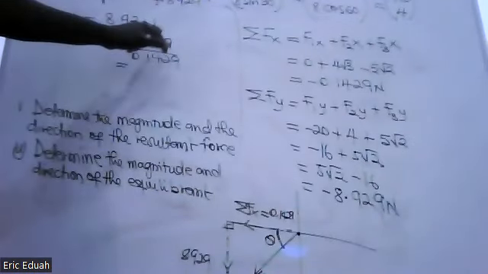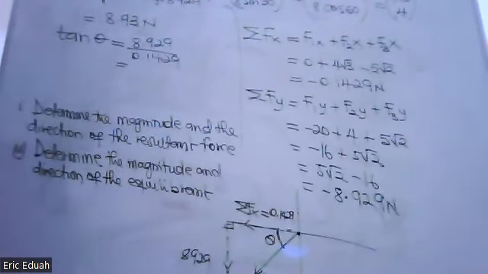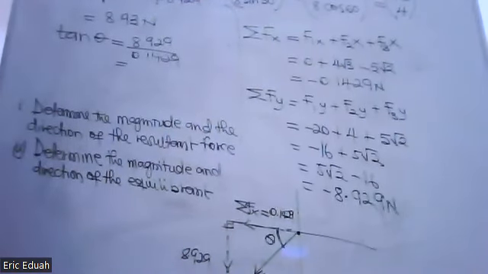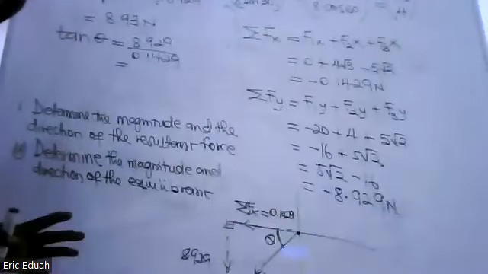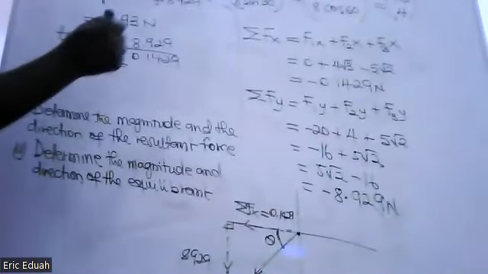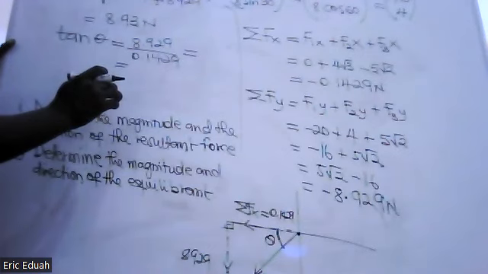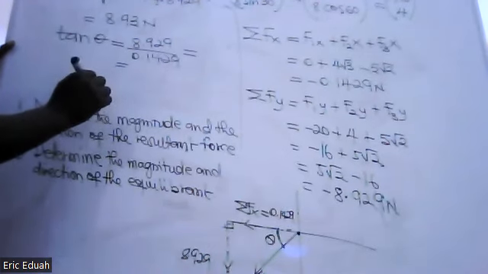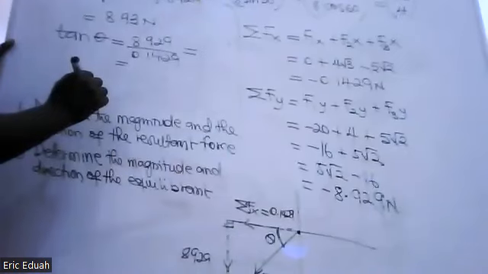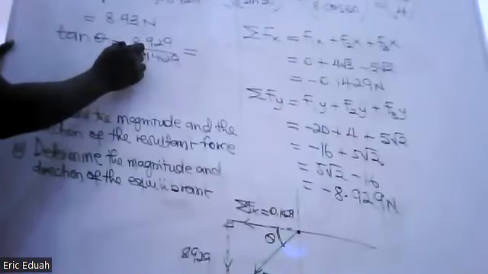So 8.929 divided by 0.1429. Just give me that ratio. 62.484. You are giving me the angle I get. Let's be systematic. Just give me this ratio first. This divided by that is equal to 62.484.